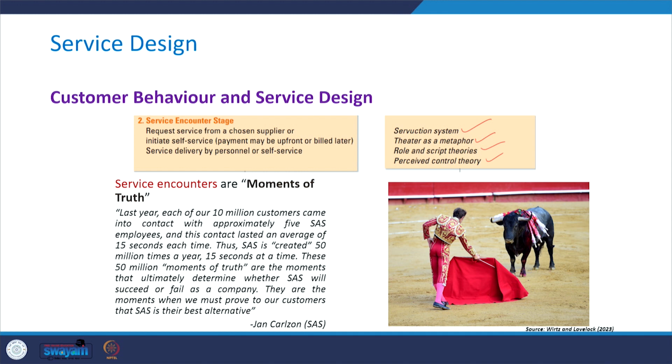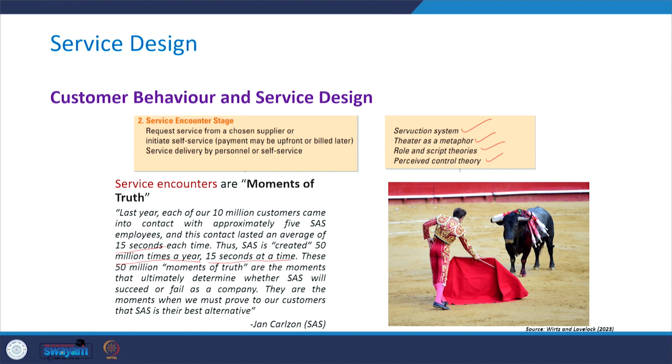As quoted by Jan Carlson, the CEO of SAS, in one of his interviews: last year, each of our 10 million customers came into contact with approximately 5 SAS employees. And this contact actually lasted an average of 15 seconds each time. Thus, SAS is created 50 million times a year, 15 seconds at a time. These 50 million moments of truth are the moments that ultimately determine whether SAS as an organization will succeed or fail as a company. They are the moments when we must prove to our customers that SAS is their best alternative.